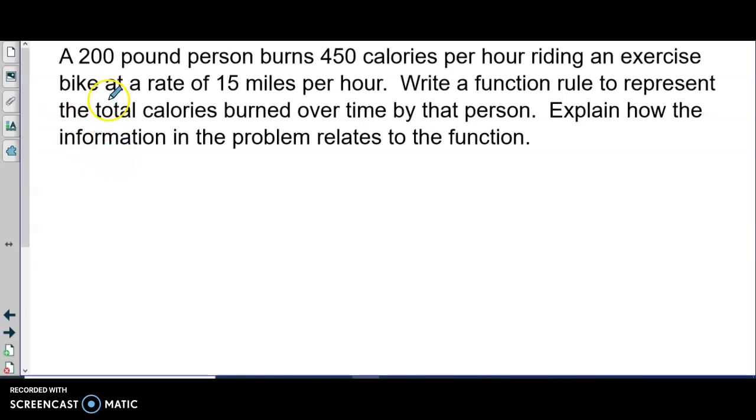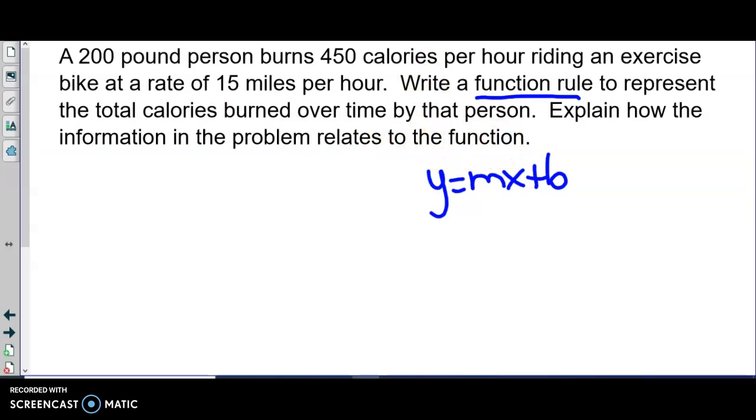Okay. A 200-pound person burns 450 calories per hour riding an exercise bike at a rate of 15 miles per hour. Write a function rule, so that means we're going to have something that looks like y equals mx plus b, to represent the total calories burned over time by that person. Explain how the information in the problem relates to the function.